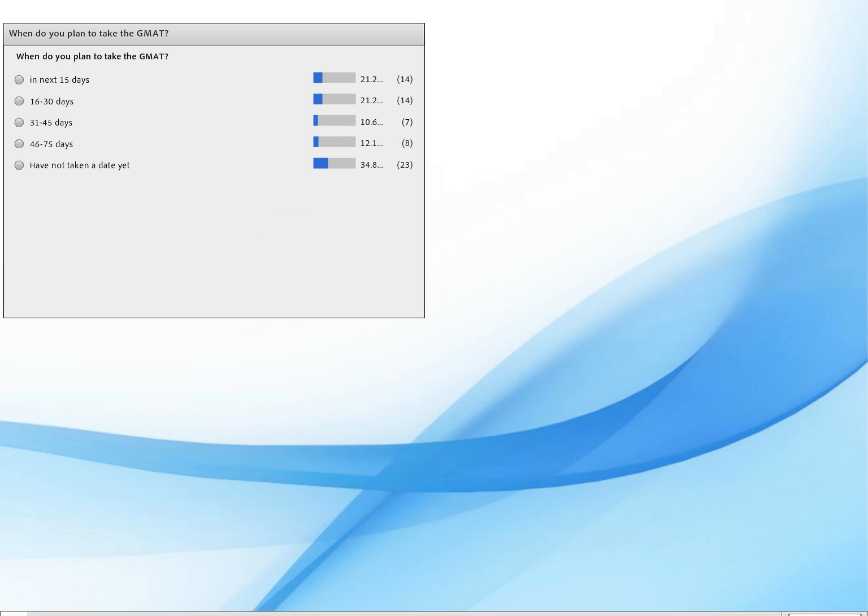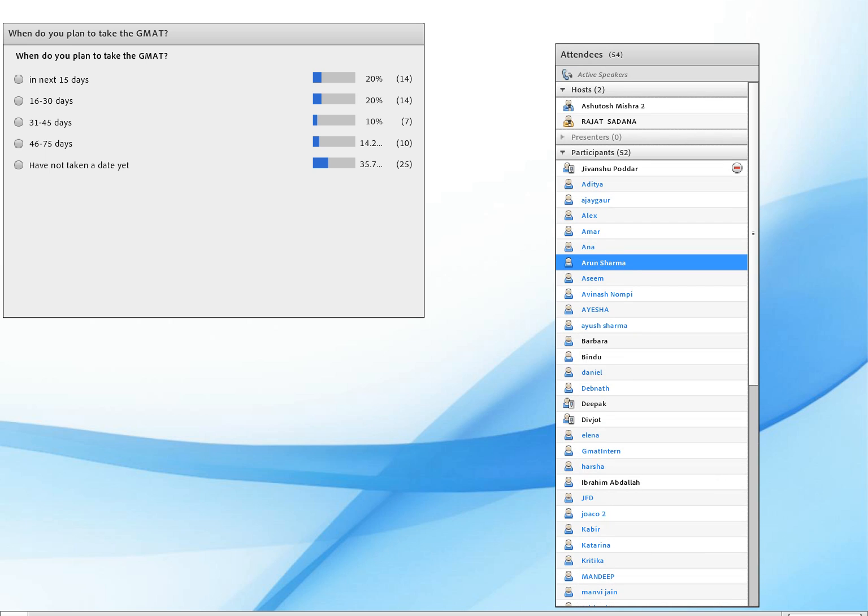With that, let's get to understand this group a bit better. I'd like to know when you plan to take the test, when you want to take your mock, as well as what your target GMAT score is.